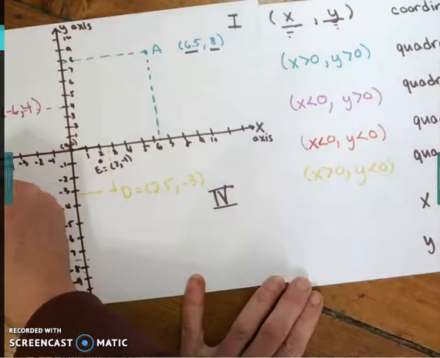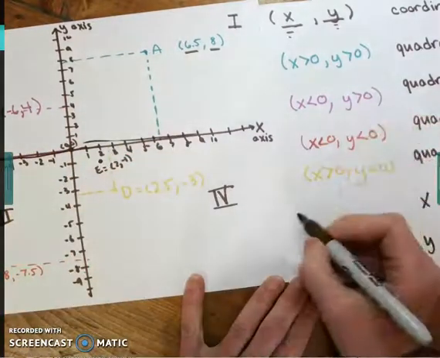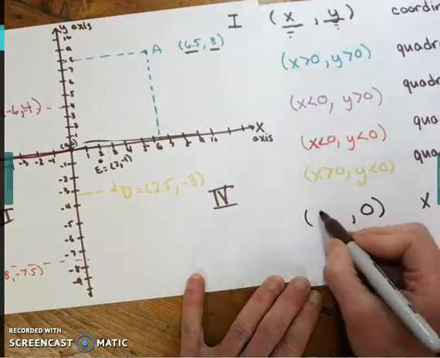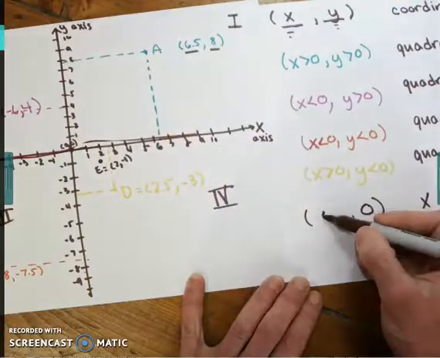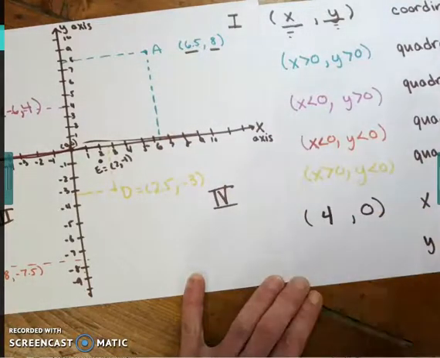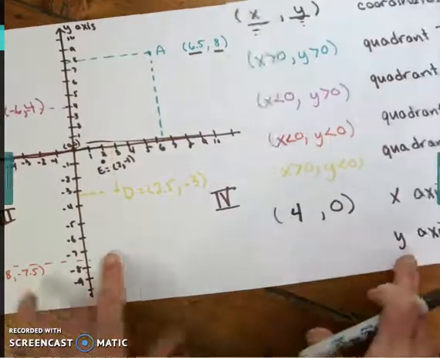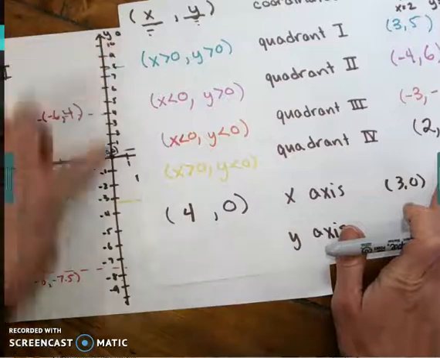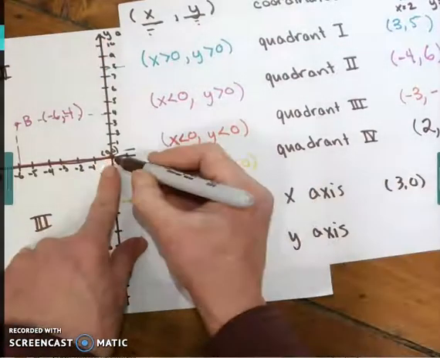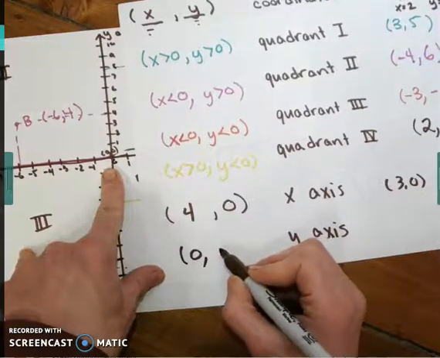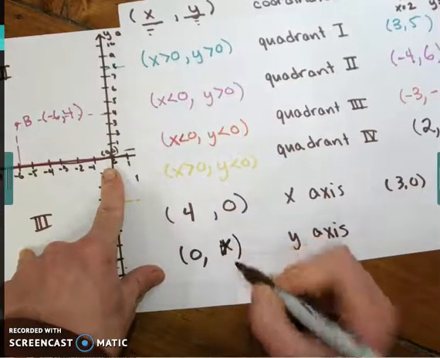The x-axis is any point where y equals 0. So an example of that might be 4, 0, or 3, 0. The y-axis is this one. So this is a place where x is 0. So 0, and then anything I want for y.